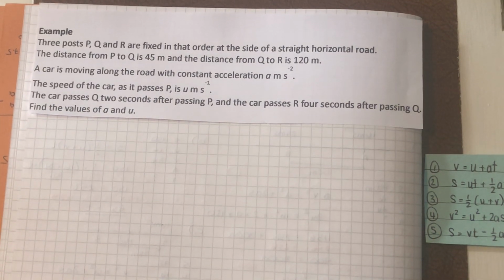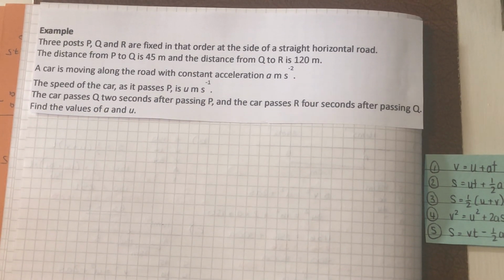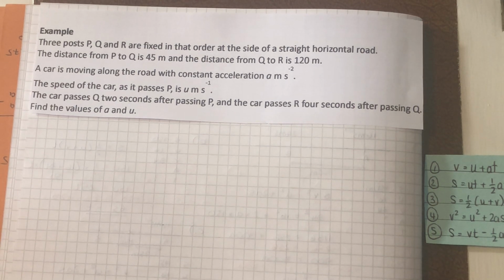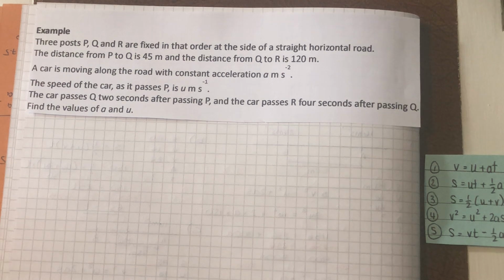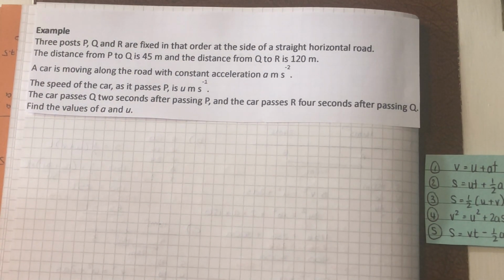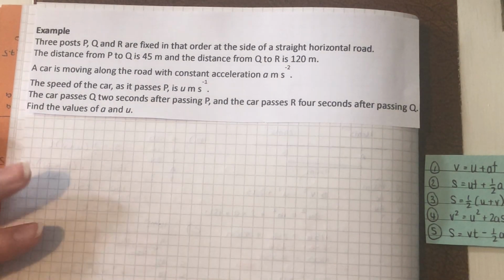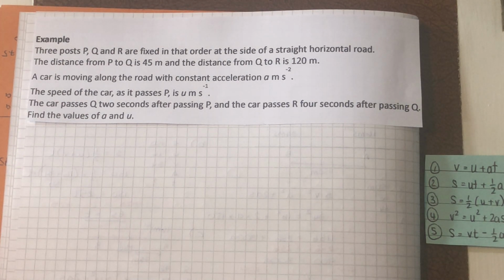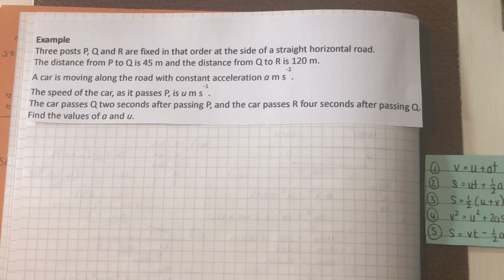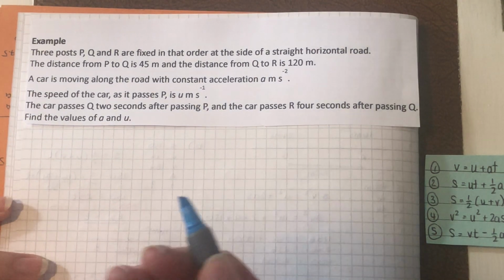So for this example, this one is actually going to have simultaneous equations in it. So we're still going to be using the Suvat equations, but we'll end up with two equations for simultaneous, and then you can solve them that way. So again, the first thing I'm going to do is just highlight the bits that are important, because it is very wordy, and then I'm going to draw a diagram afterwards.